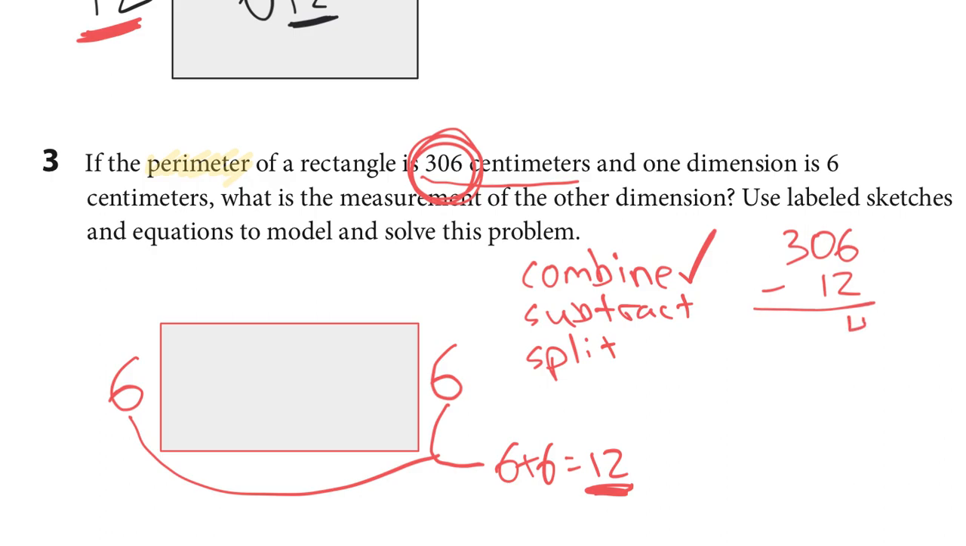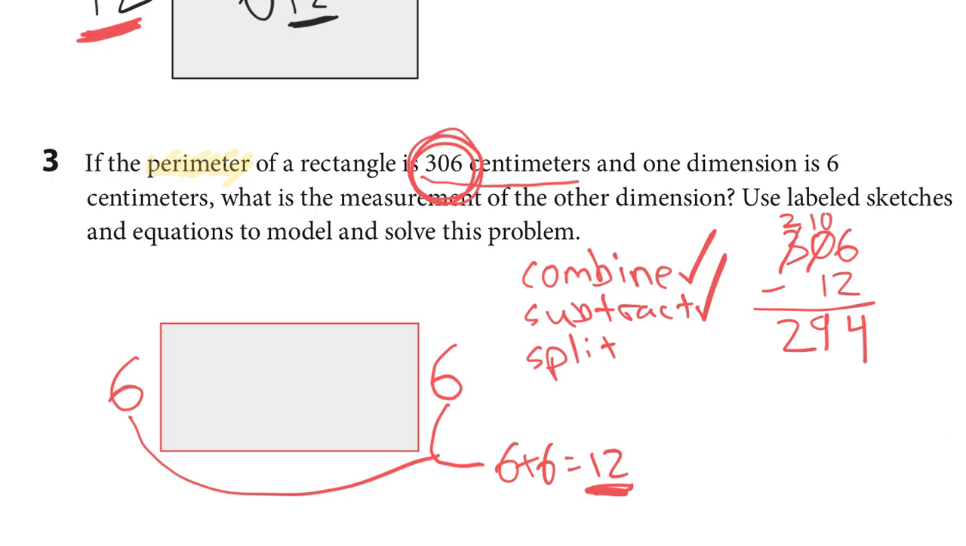6 minus 2 is 4. We better borrow from that 3, and then we have our 10 here. 10 minus 1 is 9. Bring down the 2. We have 294 left. Check. Last step is to split.